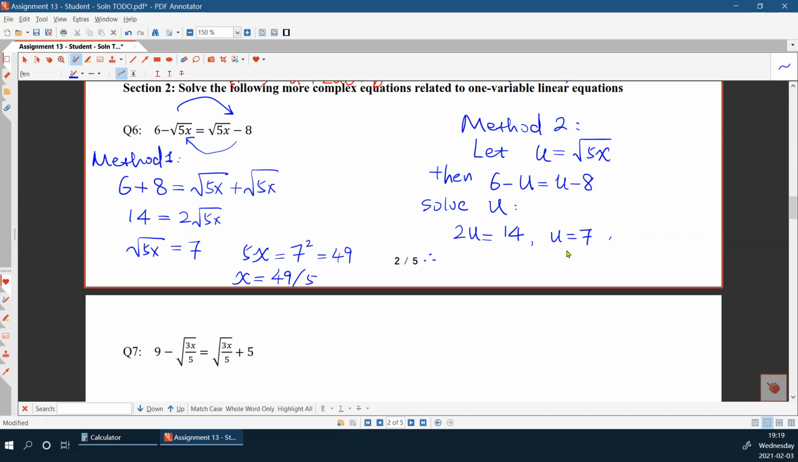So when you have the value of u, that means the square root of 5x is actually 7, right? Because u is actually square root 5x. So this gives you 5x is 7 squared, which is 49. And then you can also solve x is actually 49 over 5, right? So both of these two methods will do. Okay, you can choose either method you like. Okay, any questions?